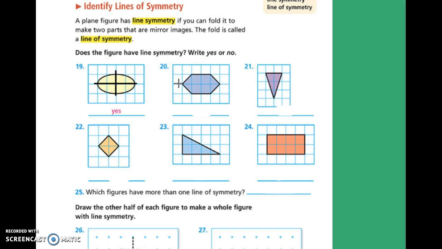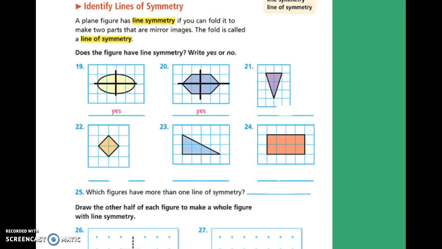Maybe if I get my mouse to move. There we go. And I could fold these two, would be exactly the same. And I could put a line here. And these two would be exactly the same. So yes, this one also has a line of symmetry. All right, how about this shape here?